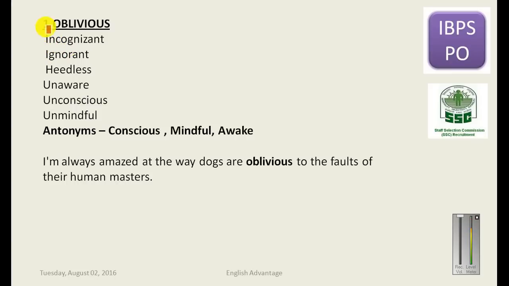I am going to explain all these words with their corresponding antonyms and example sentences. So let us get started. The first word is oblivious. Oblivious, you say when somebody is not aware of his surroundings.